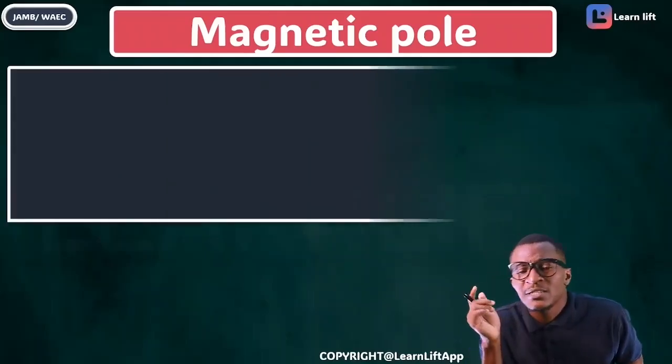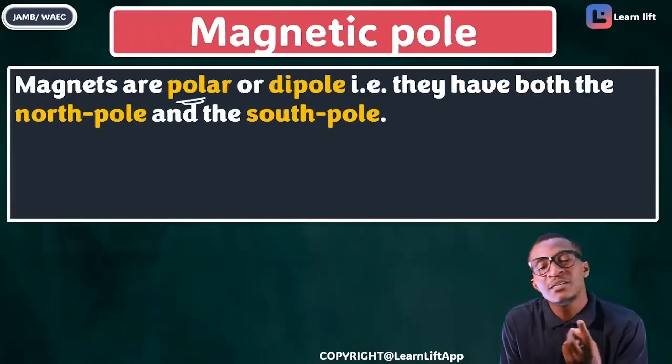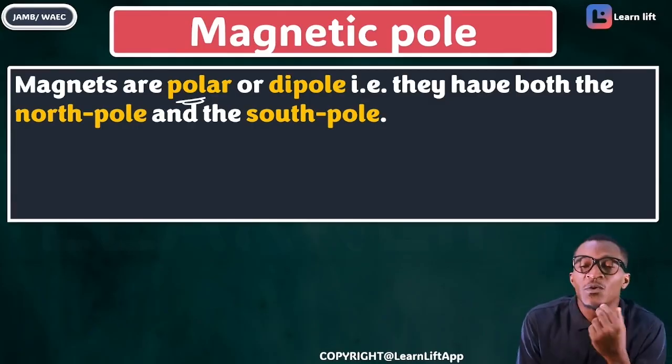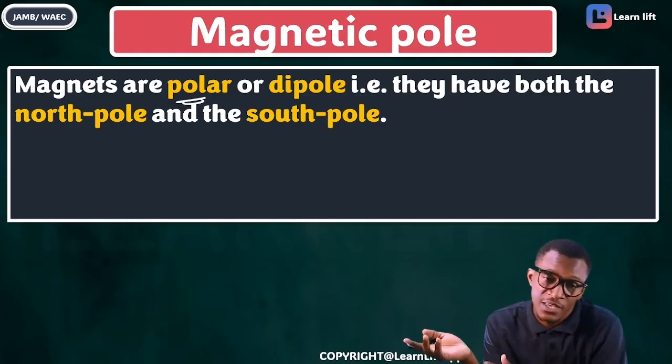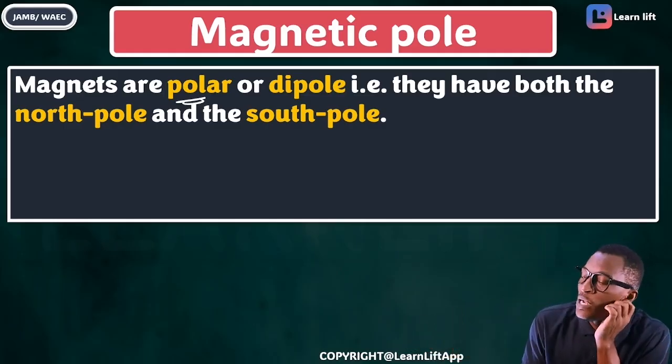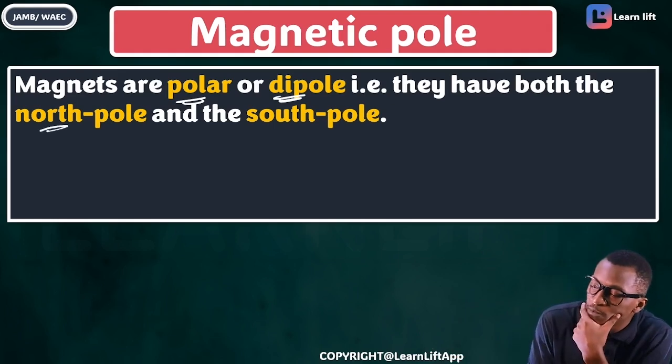I'll start by telling you that magnets are polar. The word polar means they have two ends. Just the way when we say you are polar, it means you have two ends, either the positive end or the negative end. So magnets are polar, or we call them what? Dipole. Dipole means they have two poles, which is the north pole and the what?